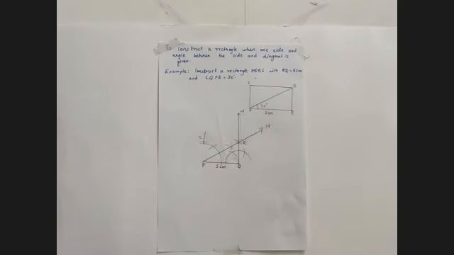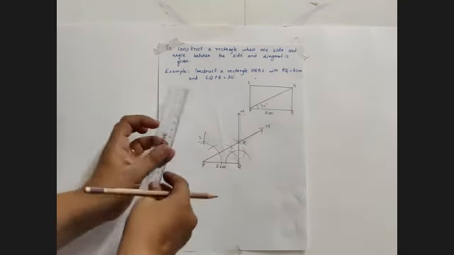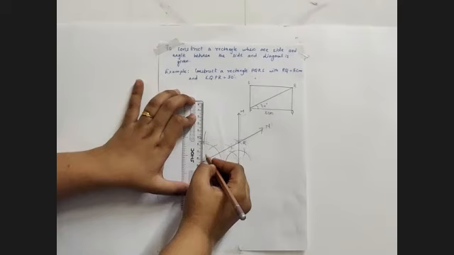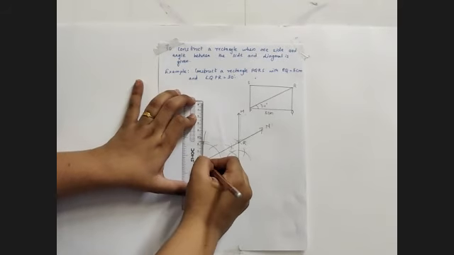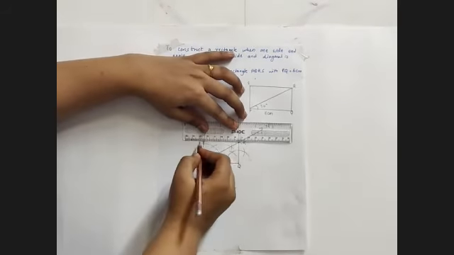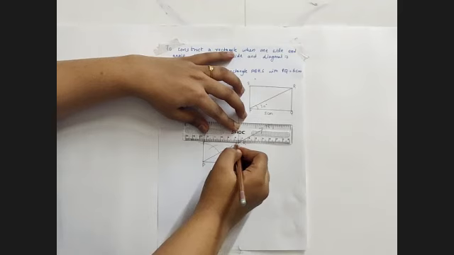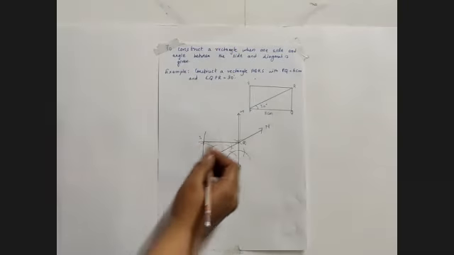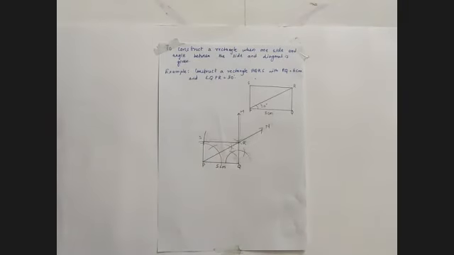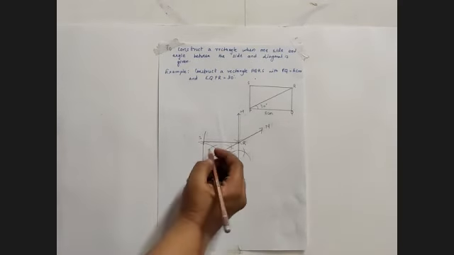Now my last step to join all the sides, vertexes, sorry. So this will be PS and SR. So this is my required rectangle PQRS when one side and the angle between the side and the diagonal is given.